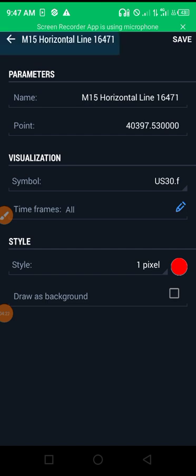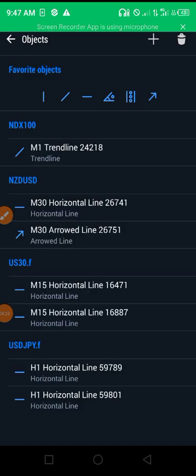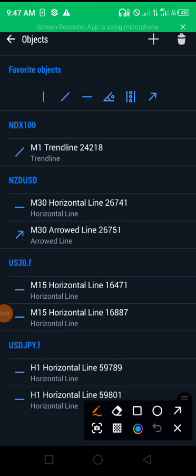Okay, sorry. It will bring you to this place. What you need to do is just click on this rectangle. We need a horizontal line, and we also have a rectangle line. So we need the rectangle line. You can click on this add button here.